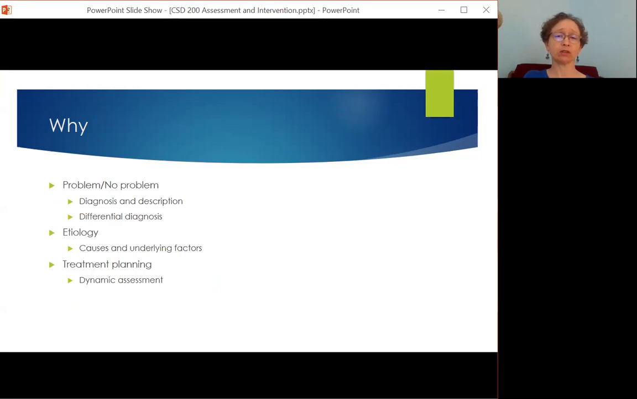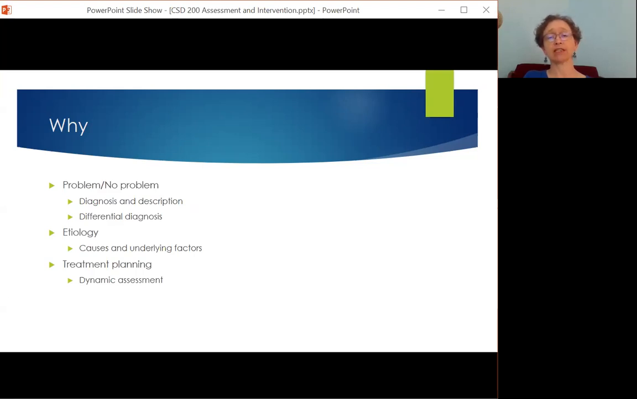The first you could think of as problem, no problem. Is there actually a communication disorder here? That's often the purpose of a first assessment. And often what goes with this is diagnosis or applying a label to a disorder if it's identified. Along with diagnosis, again, we're looking to really clearly describe a communication profile. We want to know what this person can do, what their participation is like, and so on.